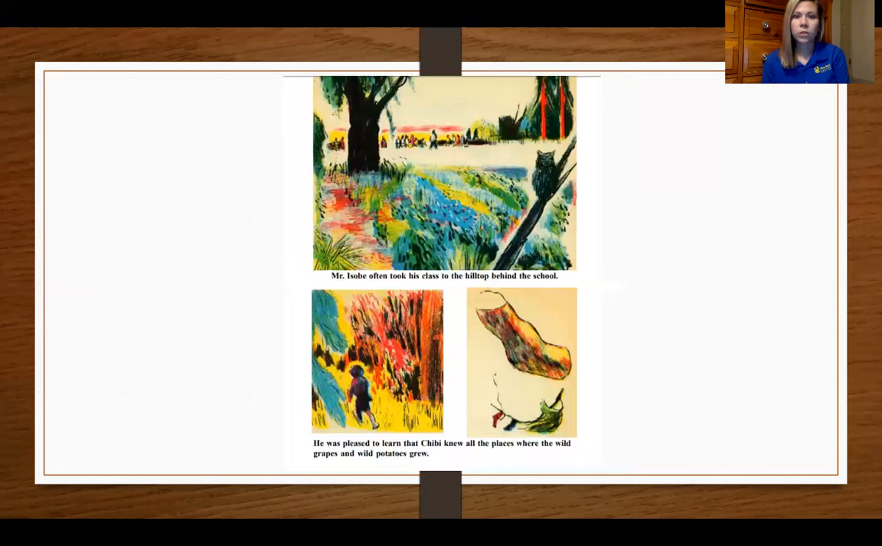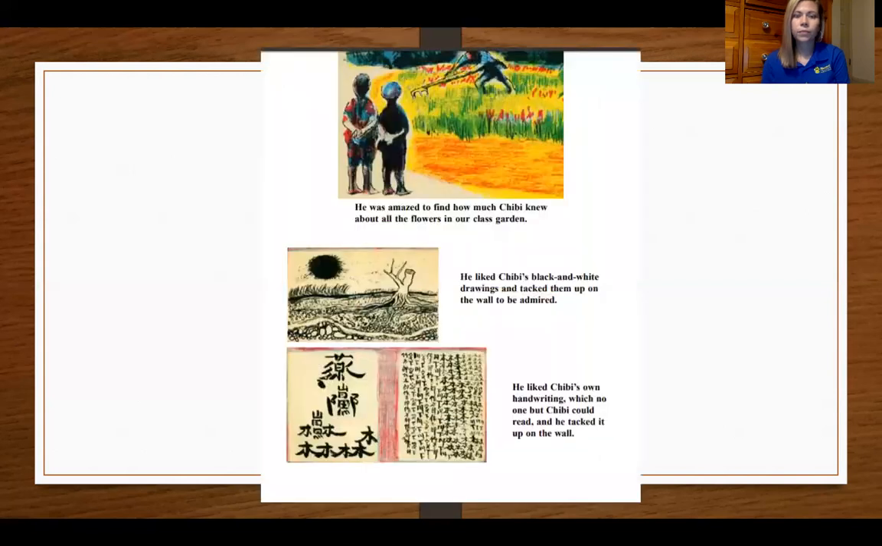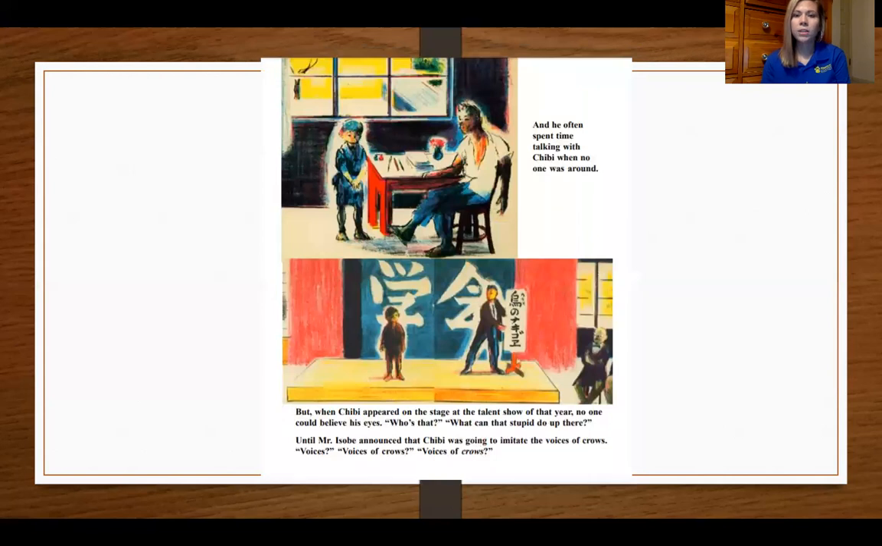Mr. Asobi often took his class to the hilltop behind the school. He was pleased to learn that Chibi knew all the places where the wild grapes and wild potatoes grew. He was amazed to find how much Chibi knew about all the flowers in our class garden. He liked Chibi's black and white drawings and tacked them up on the wall to be admired. He liked Chibi's own handwriting, which no one but Chibi could read, and he tacked it up on the wall. And he often spent time talking with Chibi when no one was around.